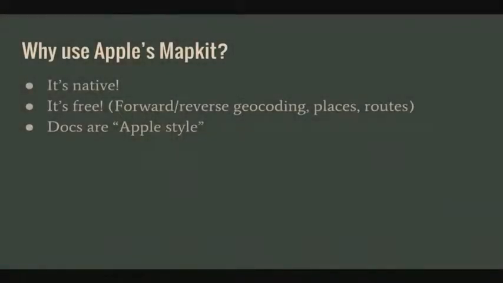So, why would you use Apple's MapKit? First of all, it's native. It comes with iOS. Second of all, it's free. Google actually charges you for a lot of the services that you use. So if you want to use Google's Places or their routes or their geocoding, that all costs money if you use any more than a test number. Also, the docs are Apple style. You'll recognize them and they'll be similar to all of the UIKit docs that you've been reading for iOS.